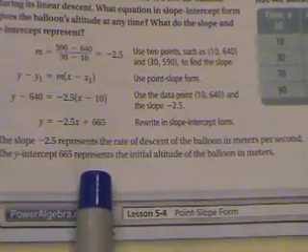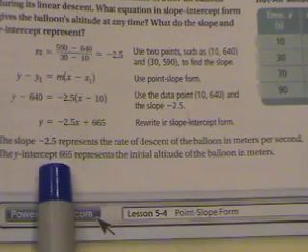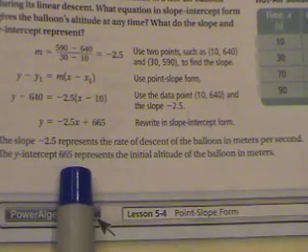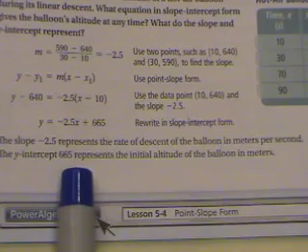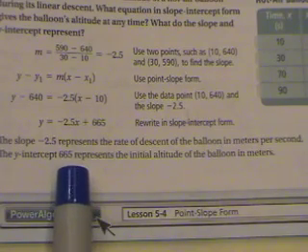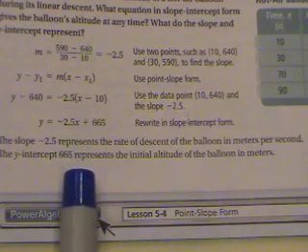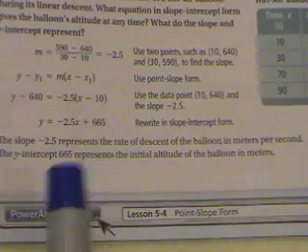Then, this next part just needs some thinking. The slope shows the rate of descent. The y-intercept shows where the balloon was, how high the balloon was when this chart started.